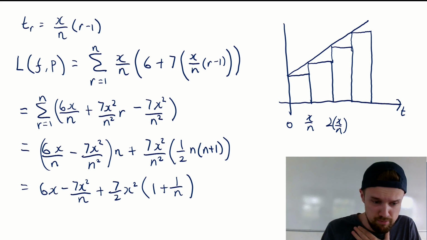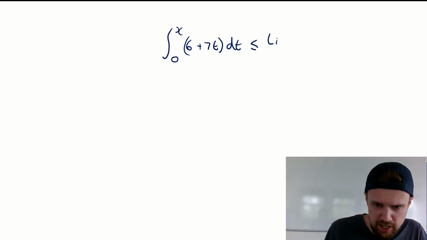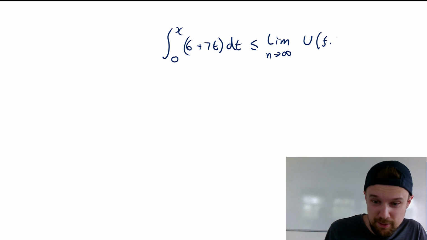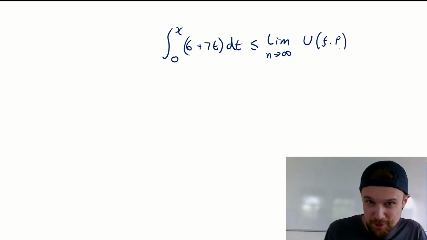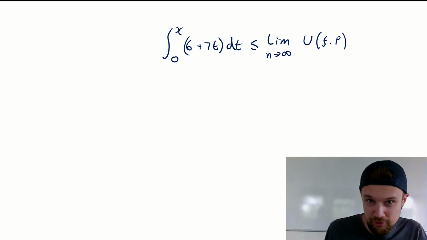So interesting, it means that the integral from 0 to x of 6 plus 7t dt is going to be less than or equal to the limit as n tends towards infinity of the upper Darboux sum. Not because the limit is technically what defines an upper Darboux integral, but just because we've got polynomials, it will have the same effect as finding the infimum of the upper Darboux sum.